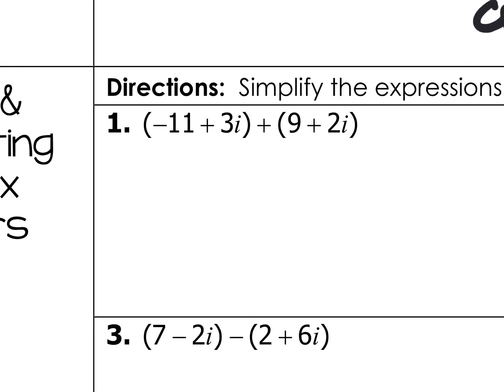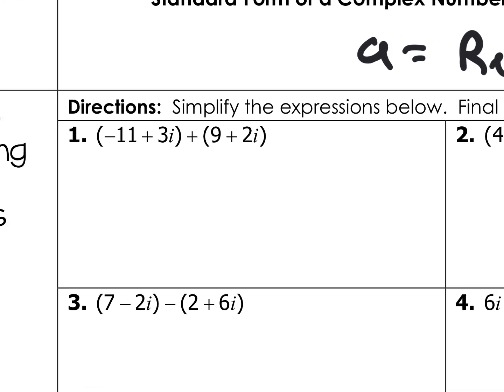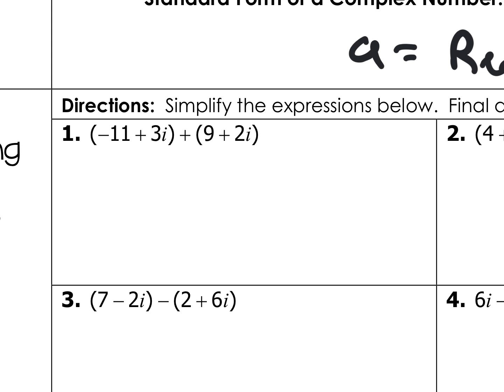Point is, how do I apply some operations? We're going to do some adding and subtracting. And I could probably bet money that somebody would know how to add those two together. Or at least, what would be your guess? If you had to guess, you would add the negative 11 and the 9. So you would put those together. What else would you do? You would take the plus 3i and add it to the 2i. Told you somebody would know. It makes sense. The real part can only go with the real part. The pure imaginary part can only go with the pure imaginary part.